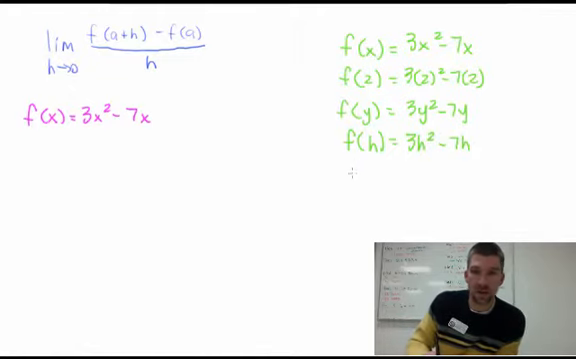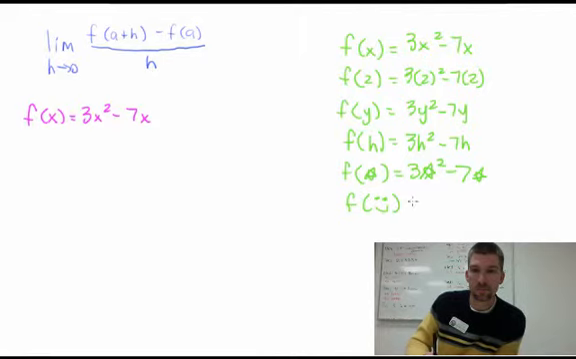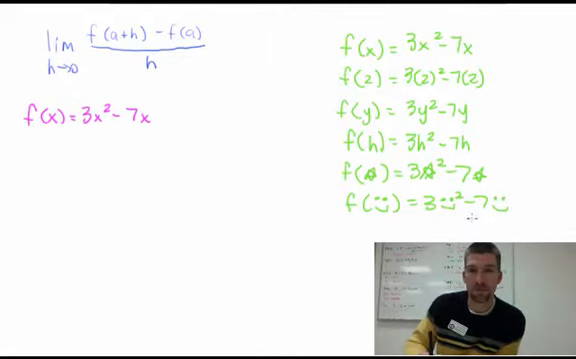What if I just kept going and had some totally outlandish thing like a star? Well, I'm going to have 3 times a star. That's a really ugly star. 3 times a star squared minus 7 star. What if I put a happy face in there? I would have 3 happy face squared minus 7 happy face. So this is the pattern that's developing.